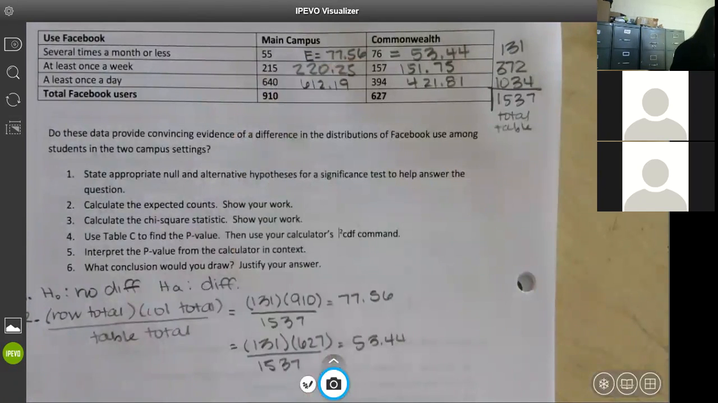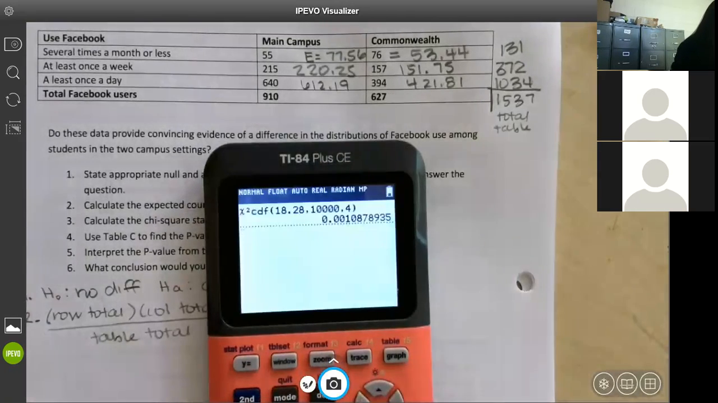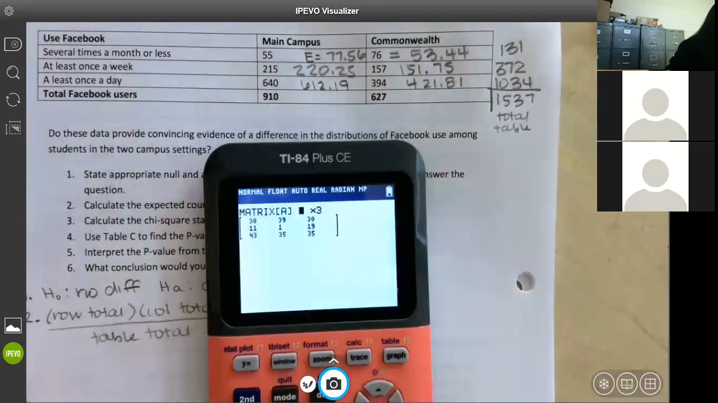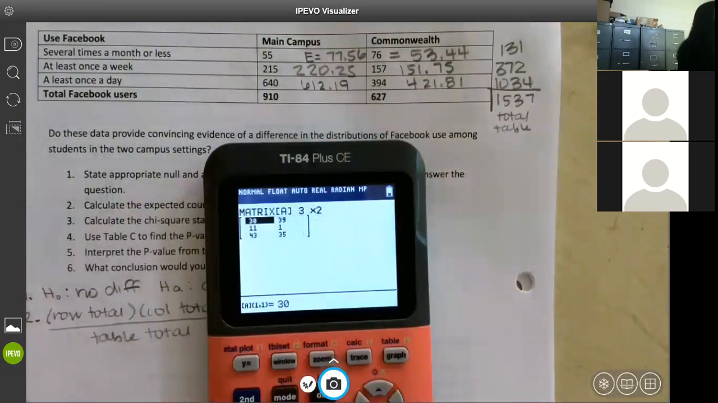Calculate the chi-square. It says show your work. If it says show your work, you're doing the formula. It's not doing it in the calculator, but we're going to do it in the calculator. So how do you do that in the calculator? Oh, sorry. We're going to edit. If you're not sure what it is, type it in. And if it doesn't look like your table, then you know you put your dimensions in wrong. Got it? But it's row by column.